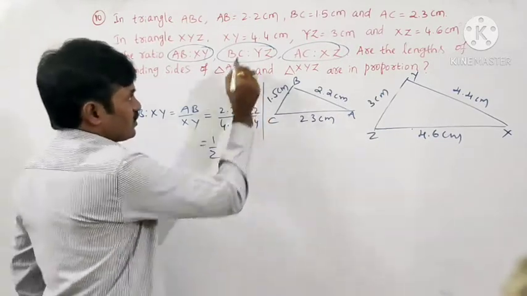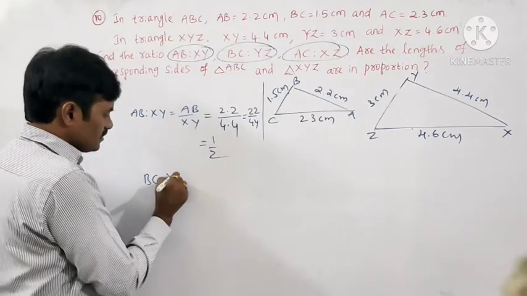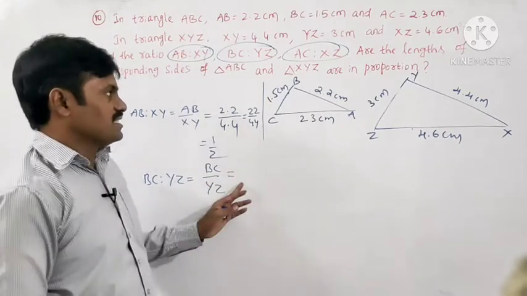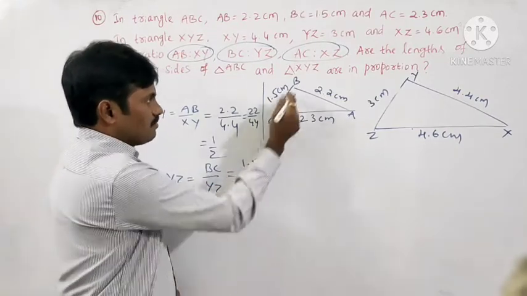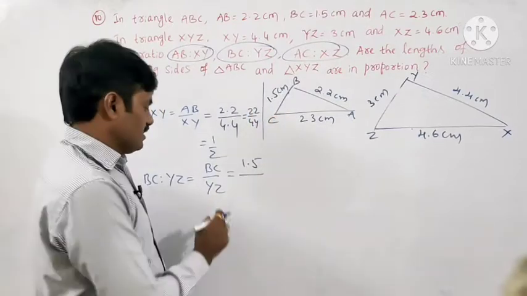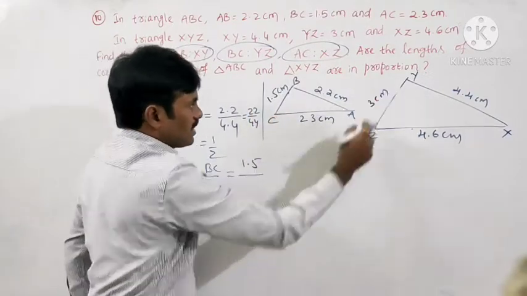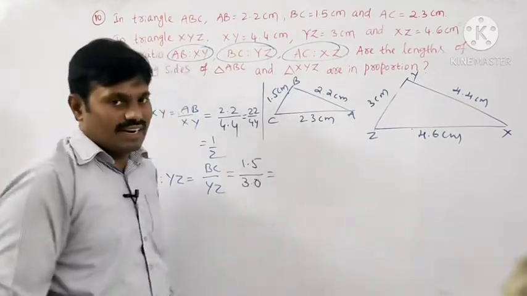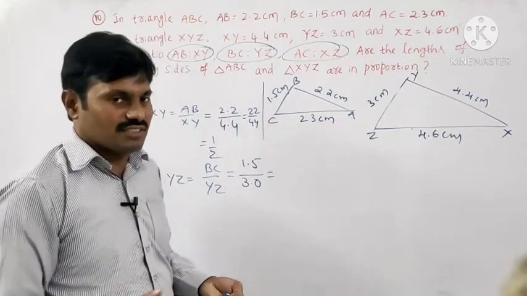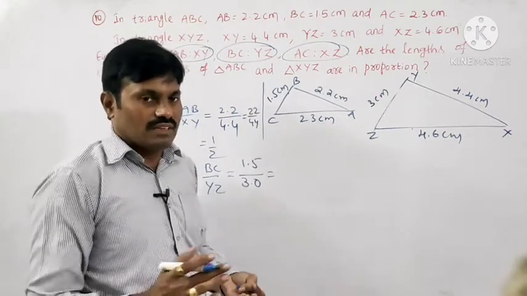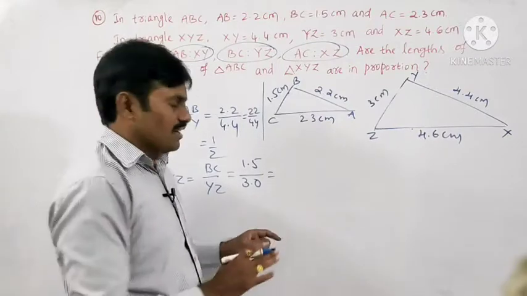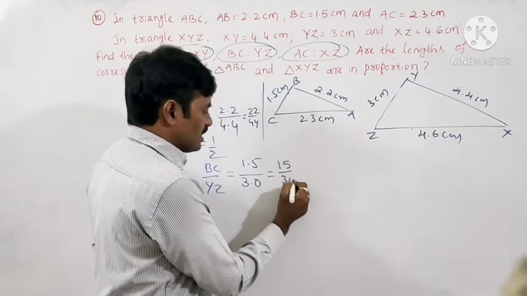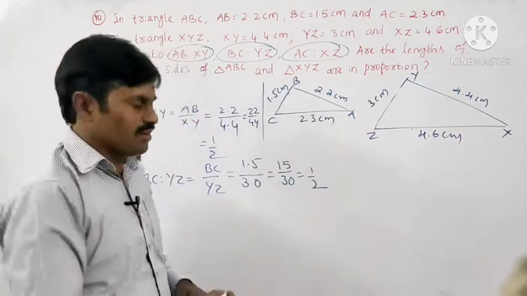Next, they asked us to find BC is to YZ. Here BC is to YZ means BC by YZ. The measure of BC is 1.5 centimeters, by YZ value 3 centimeters. 3 centimeters means 3.0. If the right side of the decimal point has only zeros and no other digit, it is not needed, so 3.0 is nothing but 3 itself. So it can be written as 15 by 30. That means 1 by 2. Here also we got the same ratio, 1 by 2.